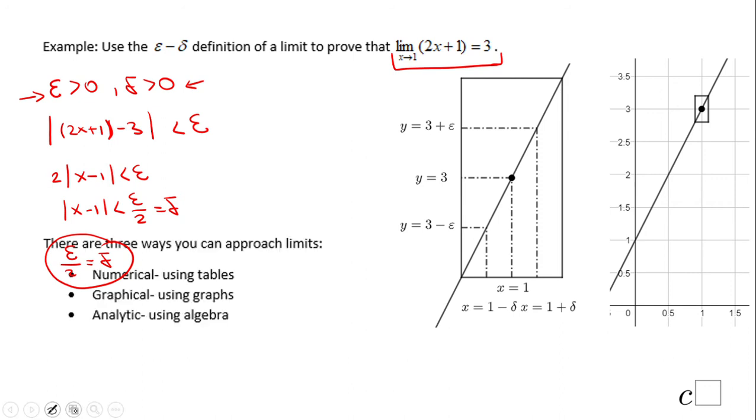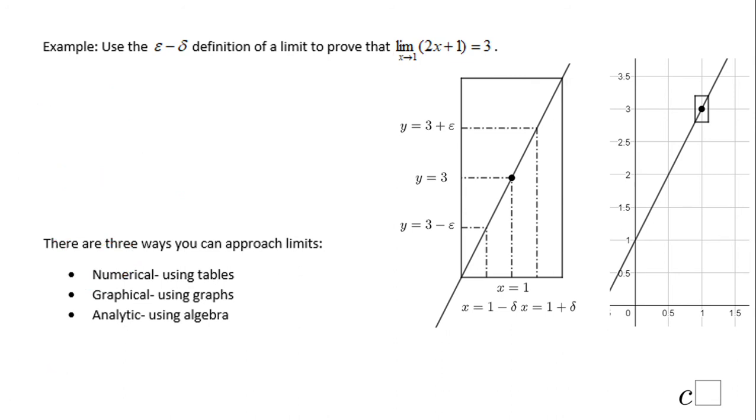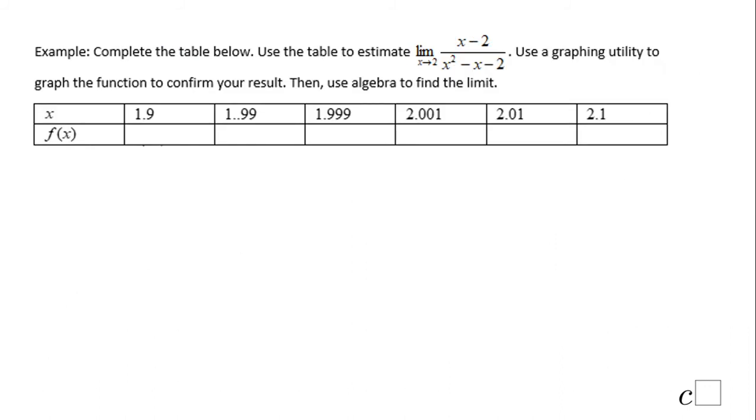Most of the time you are not going to use the epsilon delta definition. You're going to have to find the limits, and there are three ways: numerical, where you use a table, graphical, or analytical, and I'm going to show you that using the next example. Here we have to evaluate this limit, and I'm going to use first the numerical way, which means you take these values 1.9, 1.99, these values, and you replace where x is.